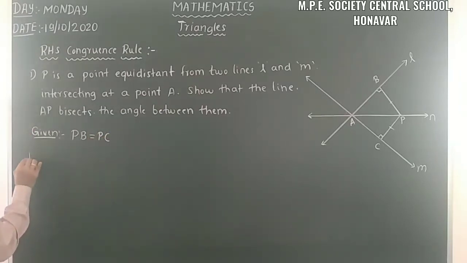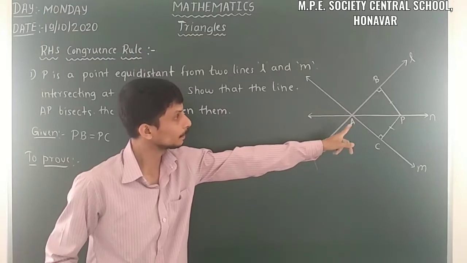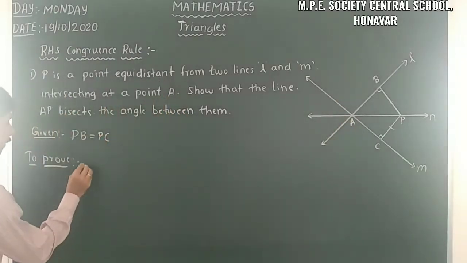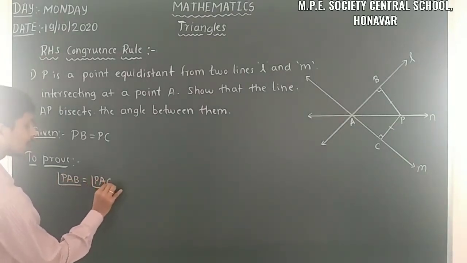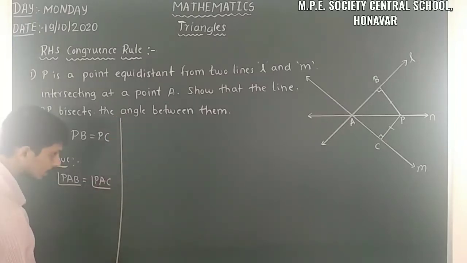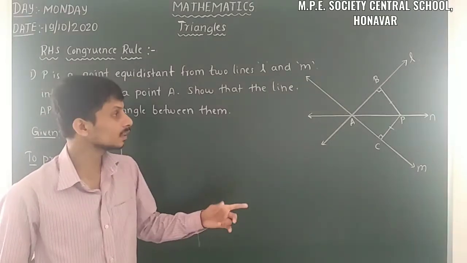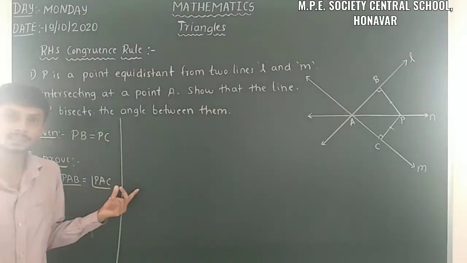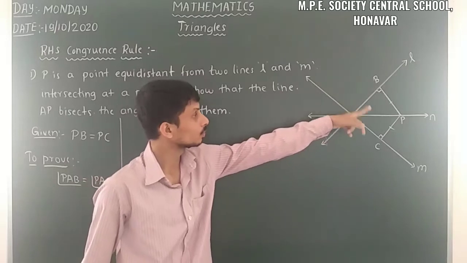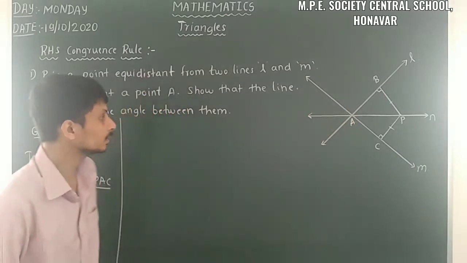What do we have to prove? To prove: angle PAB is equal to angle PAC. We have to prove this. So for that, what do we have to do? We have to consider two triangles. Angle PAB and angle PAC are parts of them. So just consider those two triangles, that is APB and APC.